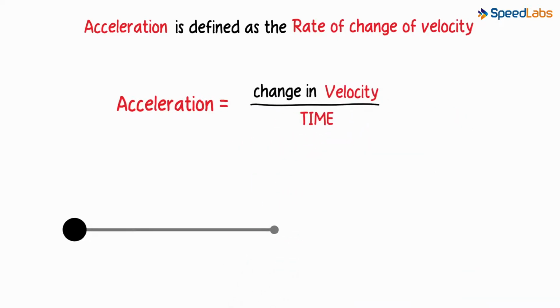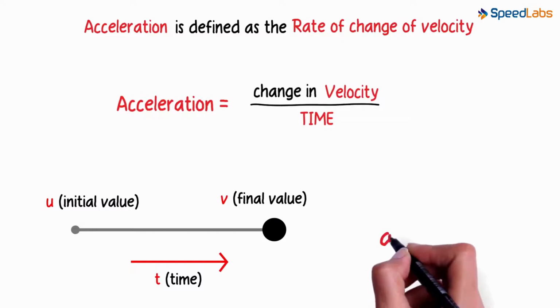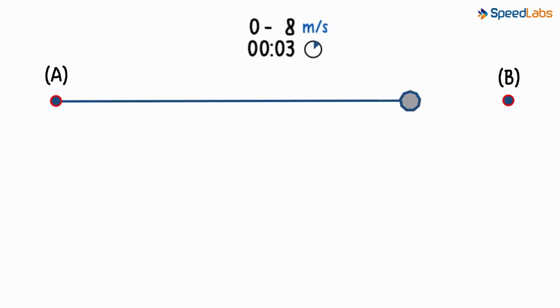If the velocity of an object changes from an initial value of u to the final value of v in time t, then the acceleration a can be written as v minus u over t. Say this object is at rest initially at point A. It then travels to the right and attains a velocity of 10 meters per second in 5 seconds. What will be the acceleration here at point B?